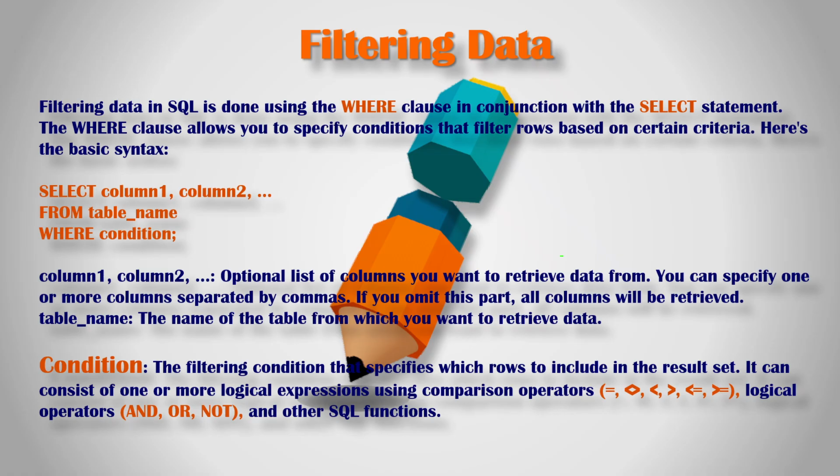Column1, column2, and so on, is an optional list of columns you want to retrieve data from. You can specify one or more columns separated by commas. If you omit this part, all columns will be retrieved. Table name is the name of the table from which you want to retrieve data.